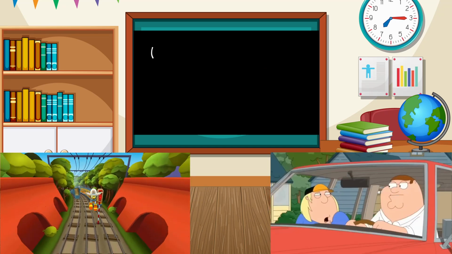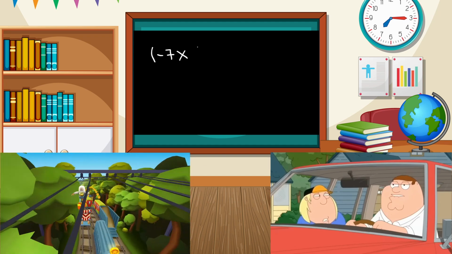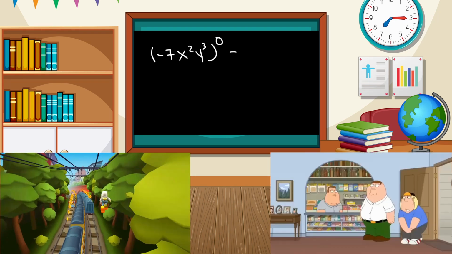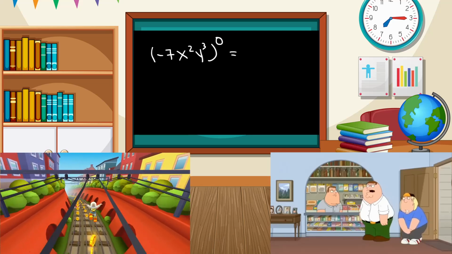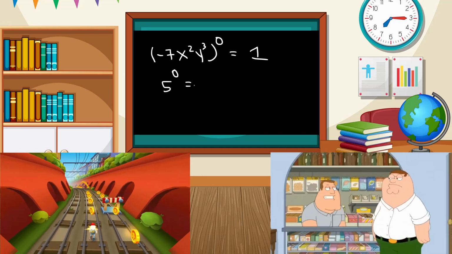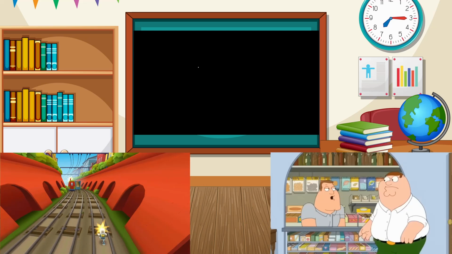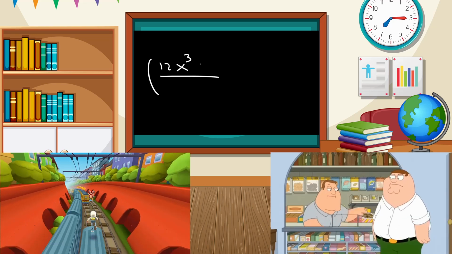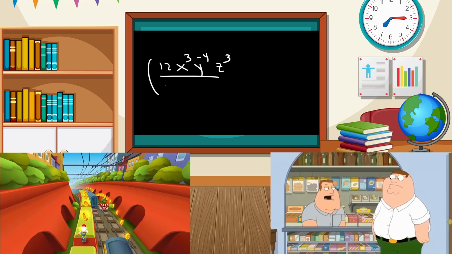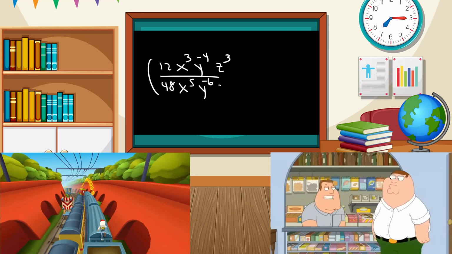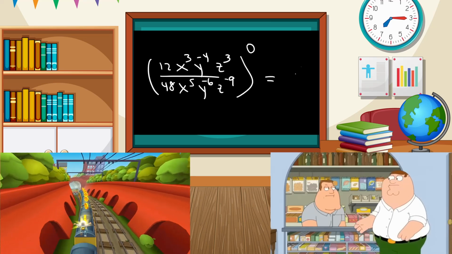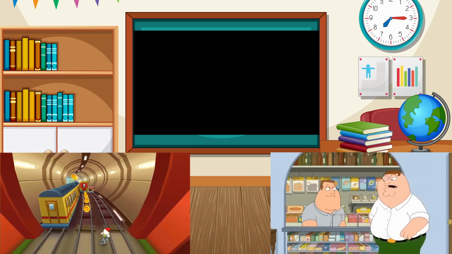Now what if you were to see a problem that looks like this? In parentheses, negative 7, x squared, y cubed, raised to 0 power. What is the answer? Anything raised to the 0 power is 1. So 5 to the 0 is 1. 3 to the 0 is 1. So even if you were to see a huge problem like this, with a lot of variables, but if it's raised to the 0 power, the final answer is simply 1. So keep that in mind.